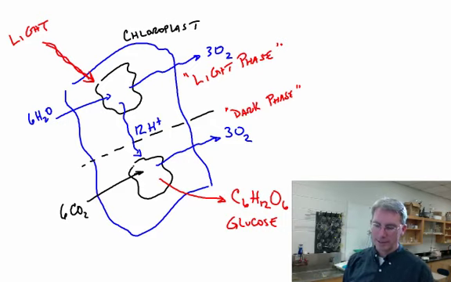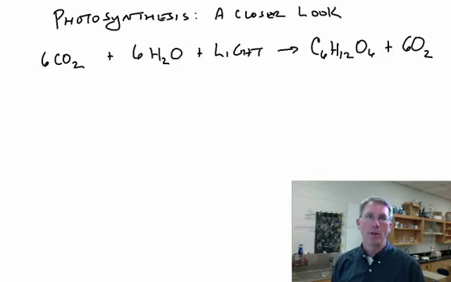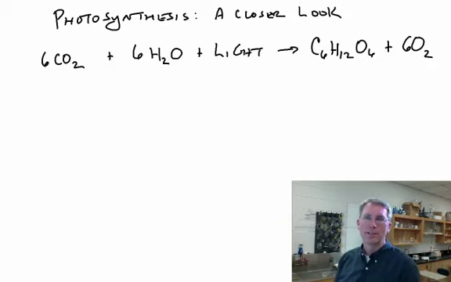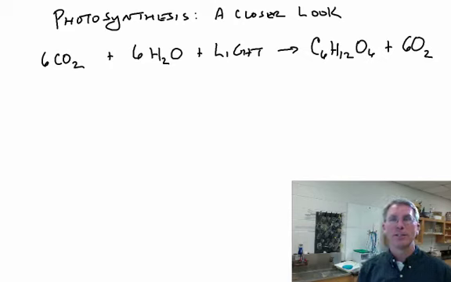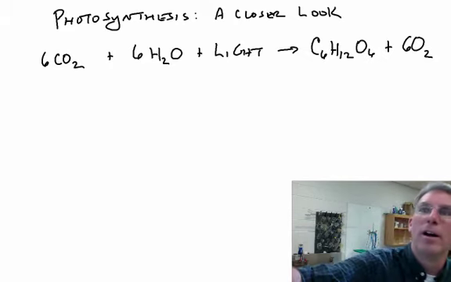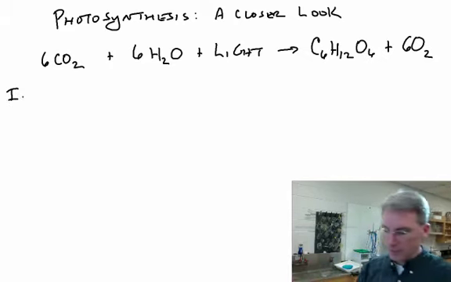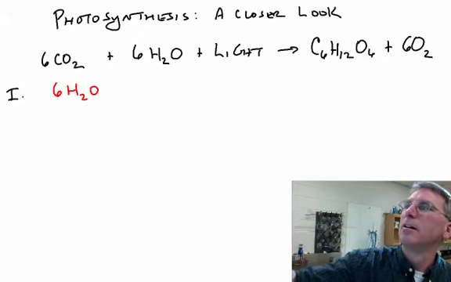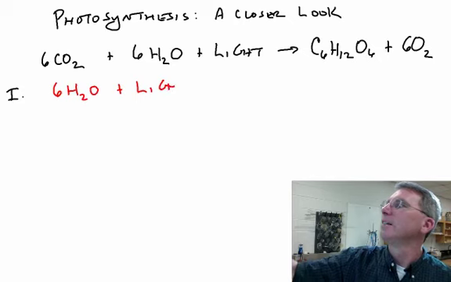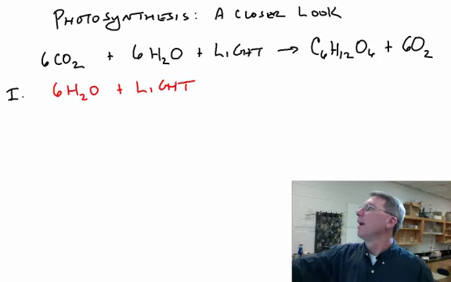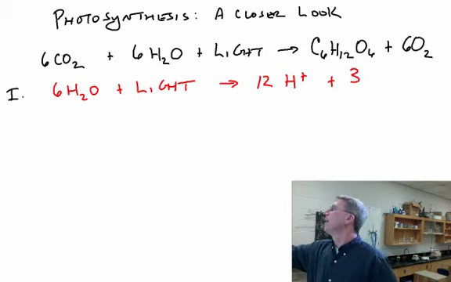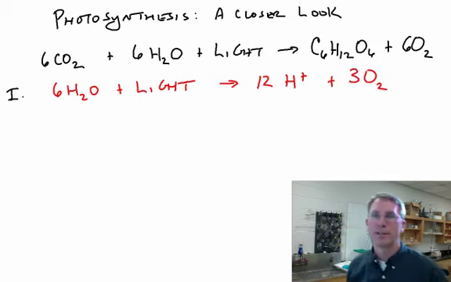So if we wrote this, instead of writing it as carbon dioxide plus water plus light gives us glucose plus oxygen, we could say that there's actually 2 places to it. Part 1 is going to be, we'll take 6 waters plus light, and we're going to create 12 hydrogen ions and 3 oxygens, like so.